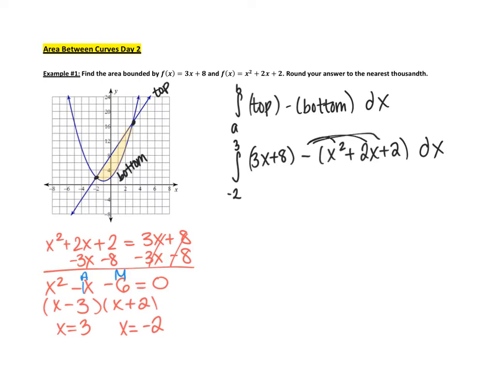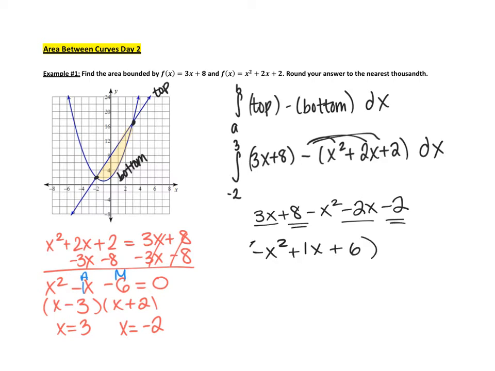Let's distribute this. We get 3x plus 8 minus x squared minus 2x minus 2. Put the x squared first. 3x minus 2x is 1x, and 8 minus 2 is +6. So this is what I want to integrate from -2 to 3, dx. Go ahead, type that into the calculator, get an answer, and then hit resume when you're ready for the answer. I got approximately 20.833, and we can write units squared.